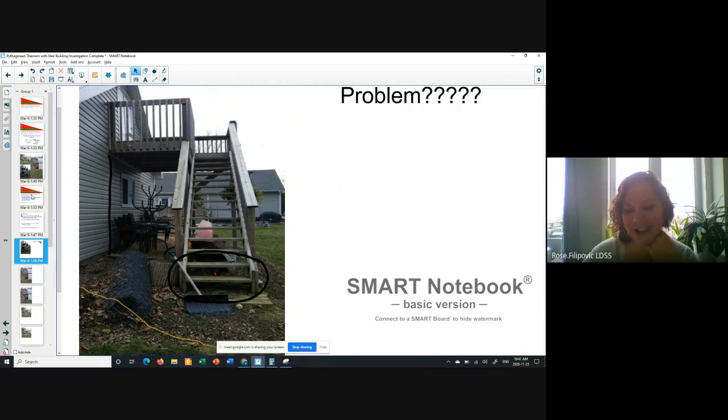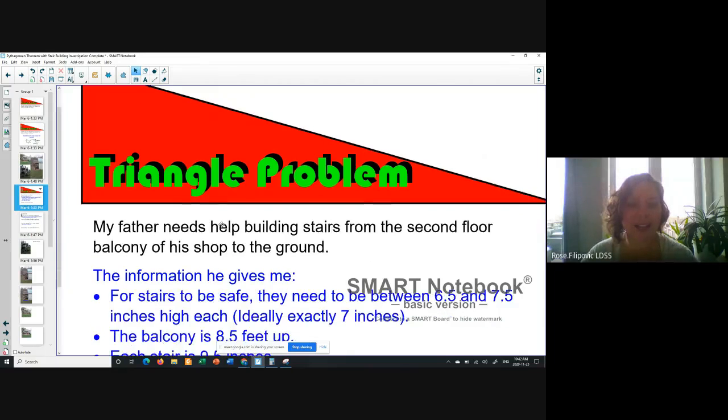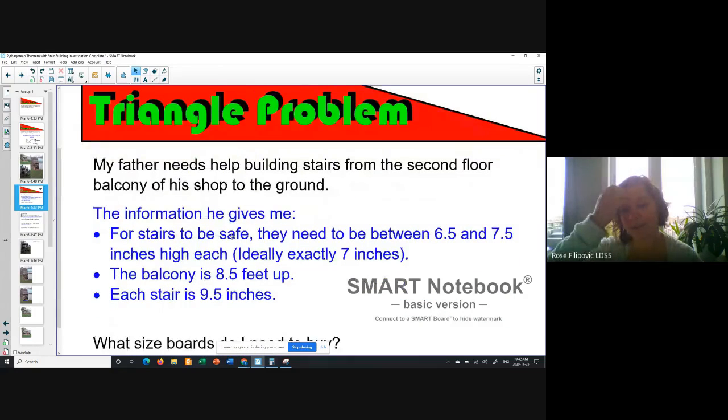That's also one of the curriculum goals for this course. Okay, so this is the information that he gives me, and I found a little bit more information on this as well. If we're not too overwhelmed at the end of this, I'll be able to show you that info too. But he essentially shared with me that for stairs to be safe, they need to be between roughly 6.5 and 7.5 inches high.